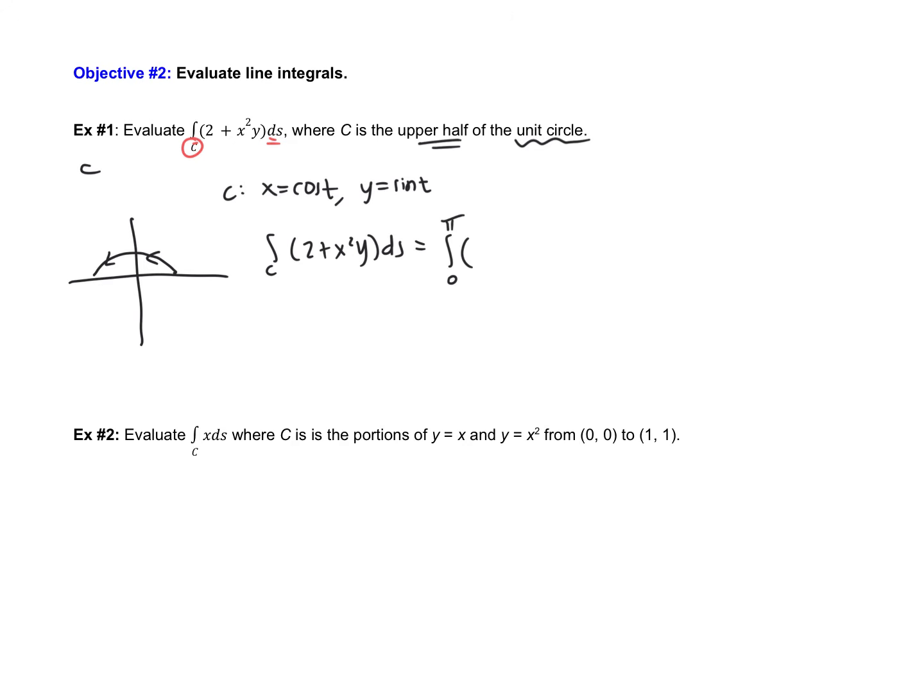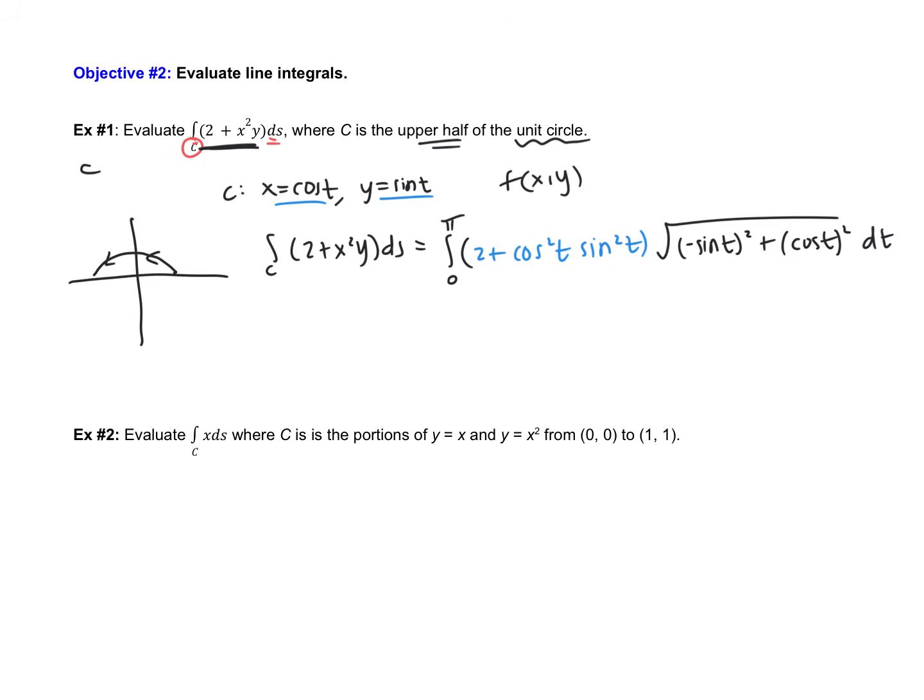And then we have f of x, y, right? So this is our f. So we're going to need to substitute in our parameterizations for x and y. So that'll be 2 + cosine squared t sine squared t. Then we're going to have our arc length. So the derivative of cosine is negative sine. So we're going to get negative sine of t, squared. The derivative of sine is cosine, 1 squared dt.